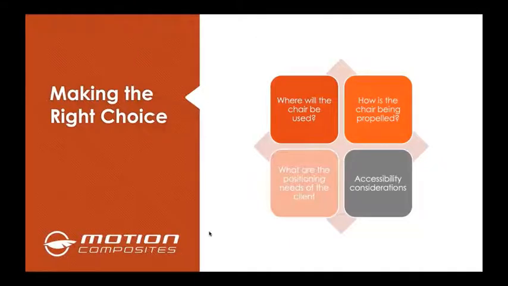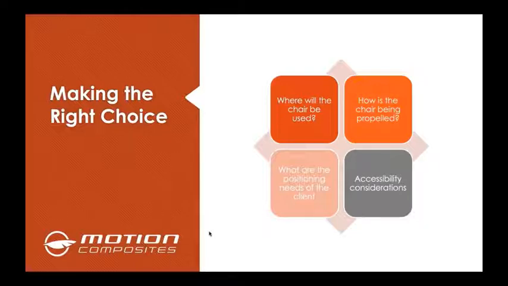Perfect. So how do we make the right choice? Sometimes we do these presentations and we don't want you to get so caught up on just casters, but there are things that you have to consider. Where the chair will be used, what the positioning needs are, how the chair is going to be propelled. Is it someone who's propelling with their hands and feet? Are they self-propelling? Are they being pushed? All of those things can make my choices either broader or more narrow.